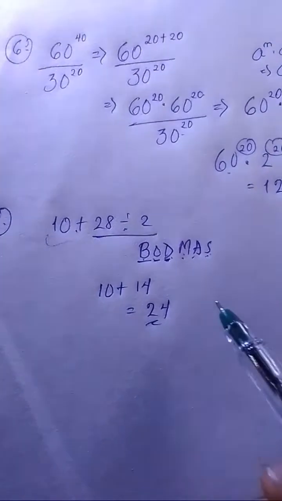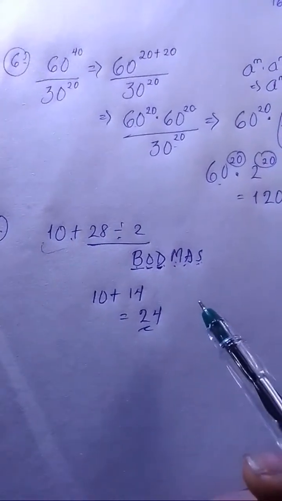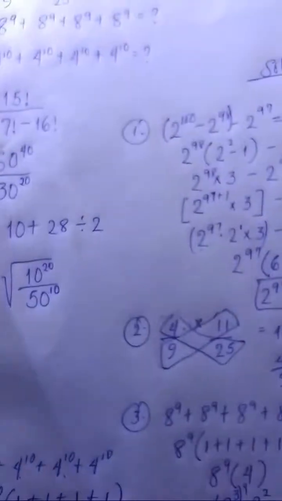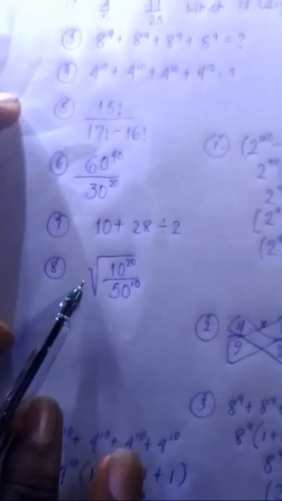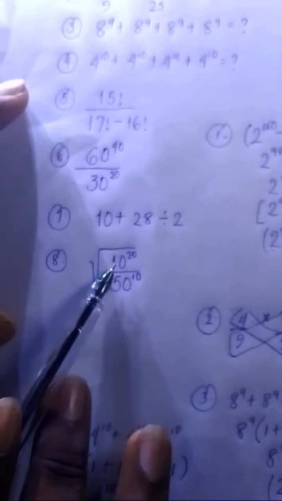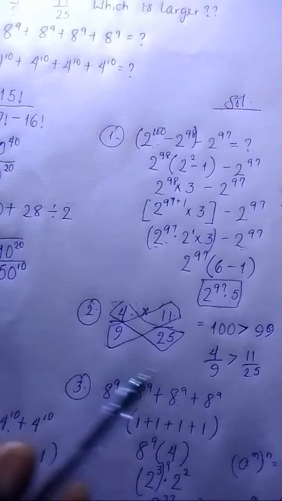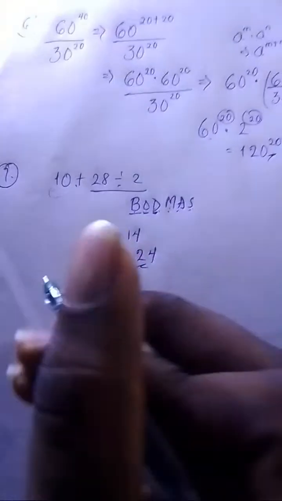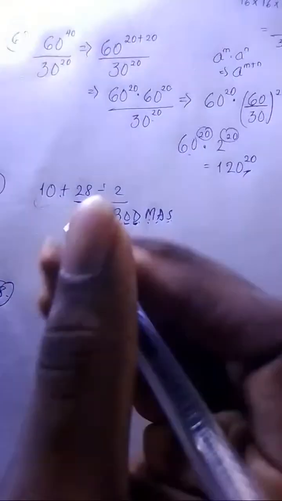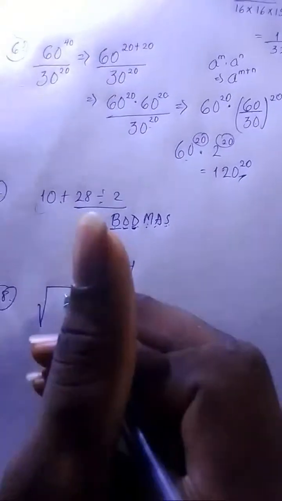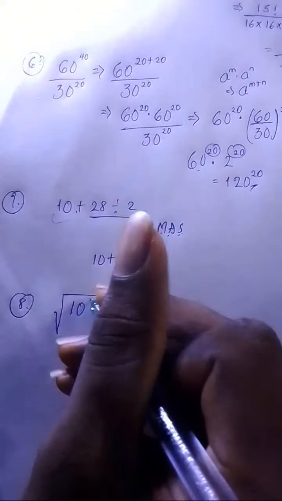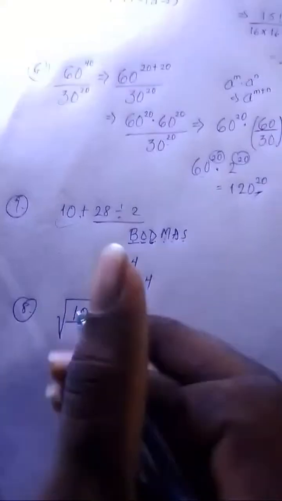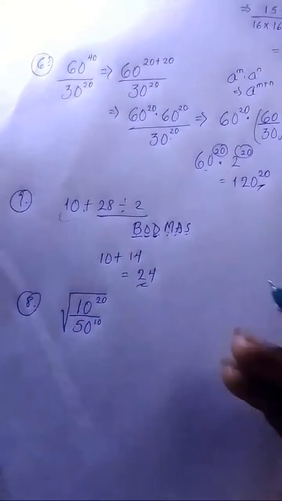So the 8th question, which is the last question we're going to take for today, is this one here, number 8. Square root of 10 raised to the power of 20 over 50 raised to the power of 10. Now let's do this. We have here number 8, the last question we're going to take for today. Square root of 10 raised to the power of 20 divided by 50 raised to the power of 10. Now this is very simple.